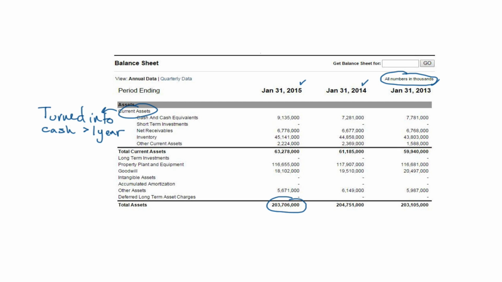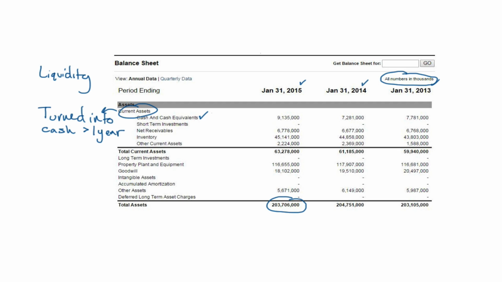Now, we list these items under current assets in the order of what we call liquidity. And we talked about liquidity in a prior video, but liquidity essentially is how easily or how quickly can something be turned into cash. So kind of going line by line, notice the first item is what we call cash and cash equivalents. So cash is the most liquid asset because it already is cash. It exists in that form.